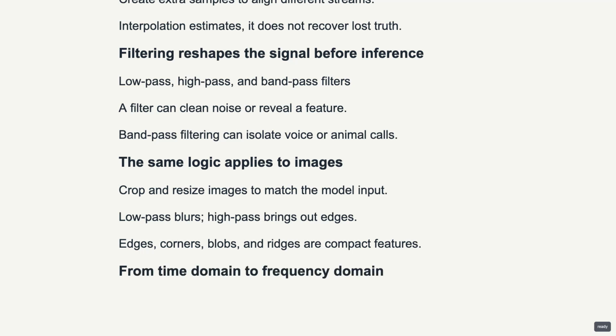Some signals only make sense once they are transformed. The frequency view can expose structure that is hard to spot in raw samples, especially when a vibration or audio trace looks like noise at first glance.